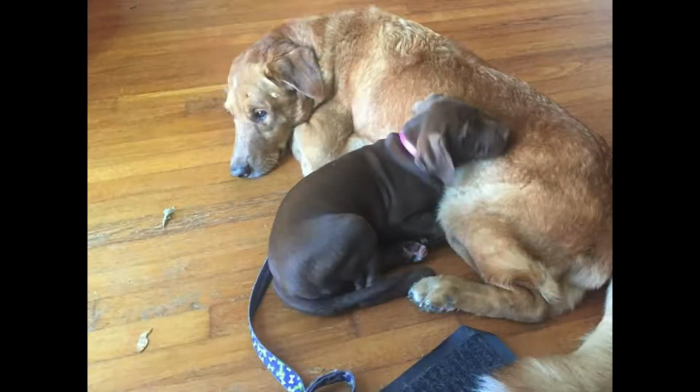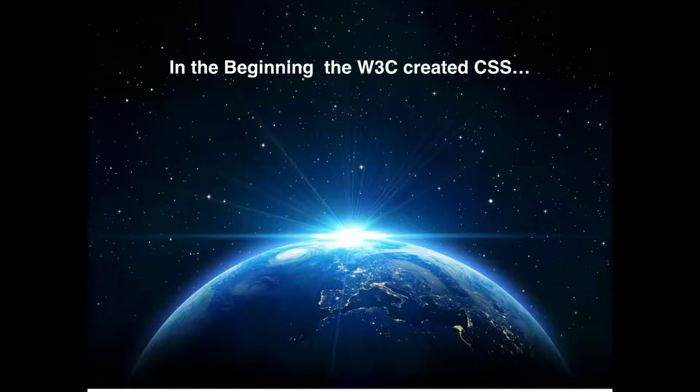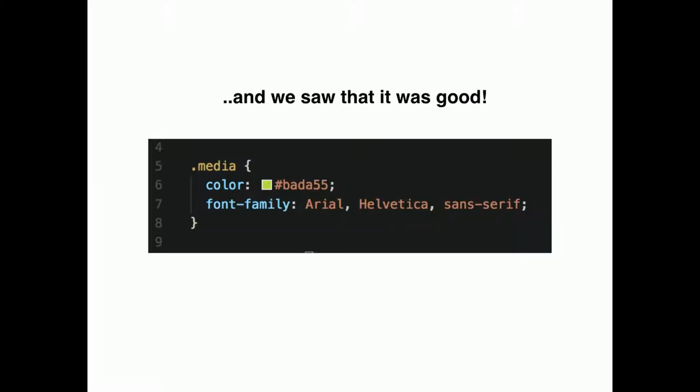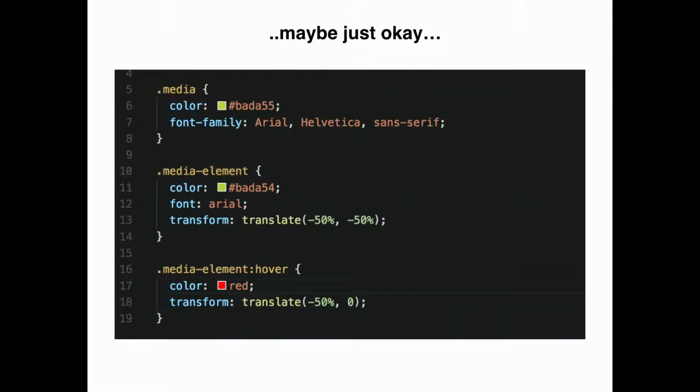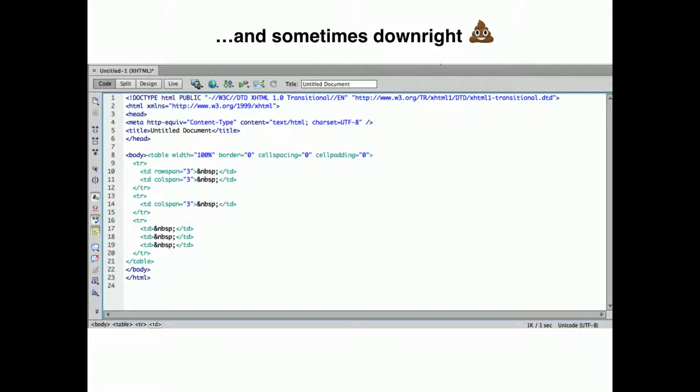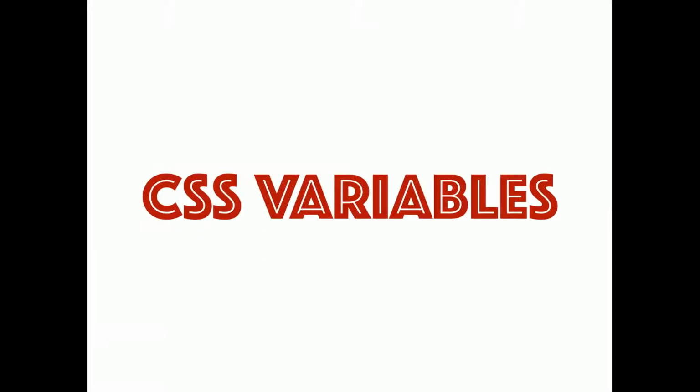That's all I got. So in the beginning, W3C created CSS, right? It's a cool picture. This is what it was like. And we saw that it was good. You had your colors, fonts. And sometimes it was just okay, because you screw up your fonts and you don't know what the hell you're doing. And sometimes you have to do your positioning through tables and it was horrible.